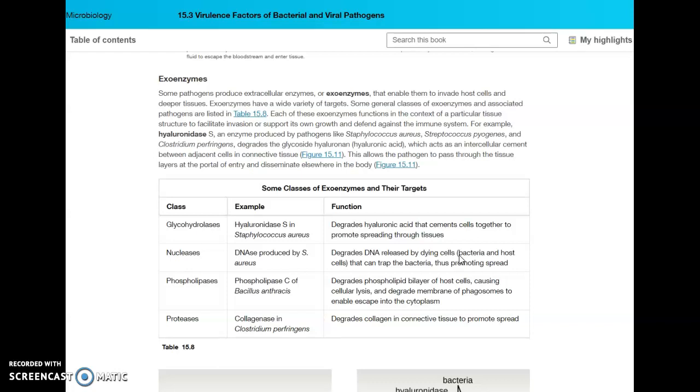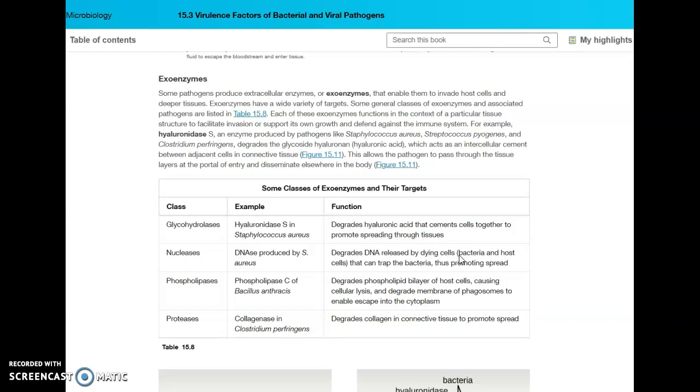Some classes of exoenzymes are pretty general. You can see these listed here in this table 15.8. Each of these functions in a specific type of tissue to facilitate growth of the pathogen or to defend against the immune system. One of these big classes are the glycohydrolases. And one particular example you see there is hyaluronidase.